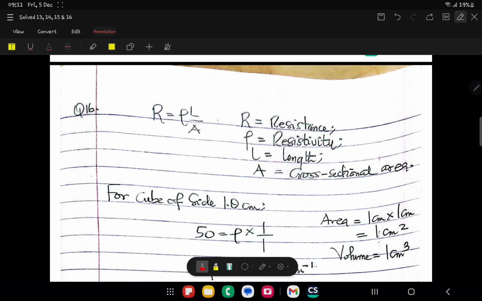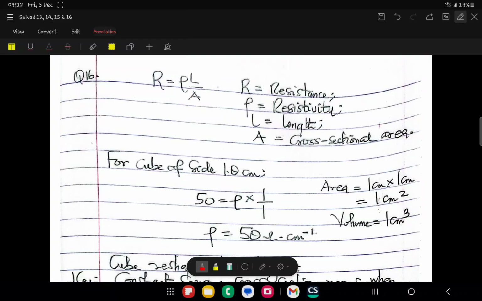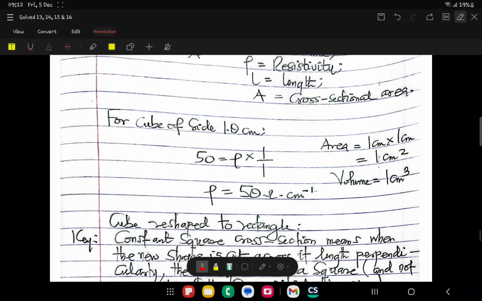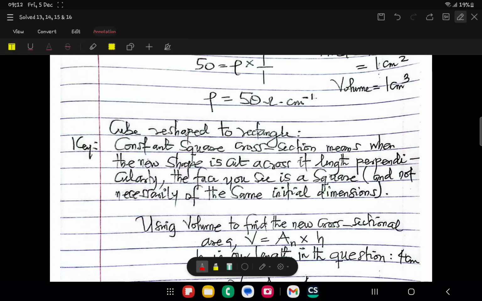The first thing you have to know is the definition for resistance. So resistance is given as resistivity times the length divided by the cross-sectional area. So for the cube of side 1 centimeter, we can find the area to be 1 centimeter squared, and we can find the volume to be also 1 centimeter cubed. So using the area and the resistance we've been given, which was 50 ohms in the question, we can say 50 is equal to resistivity multiplied by 1 by 1, and that should give us the resistivity to be 50 ohm per centimeter.